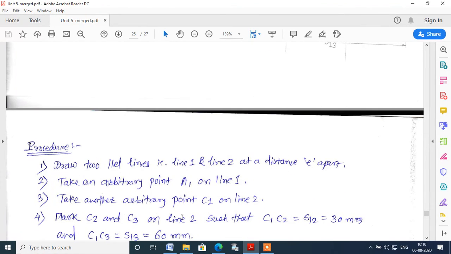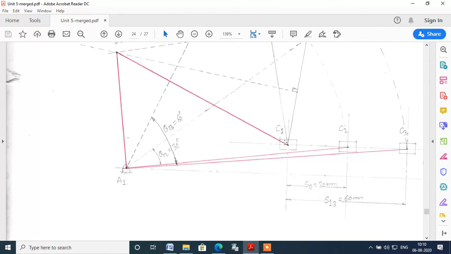Next, take another arbitrary point C1 on line 2. While taking point C1 on line 2, see that between A1 and C1 there should be some angle. So this way you have to take C1, correct? You can take it anywhere, but for drawing, it should not be complicated. While marking the point C1 on line 2, just see that A1 C1, if you put a scale, there must be some angle at some long distance.